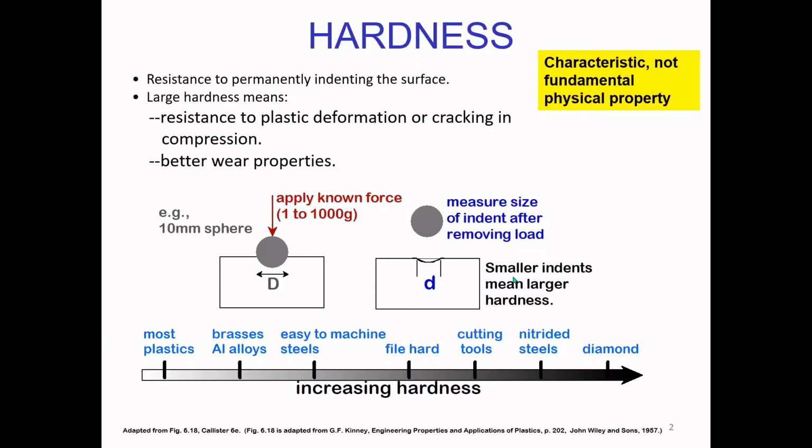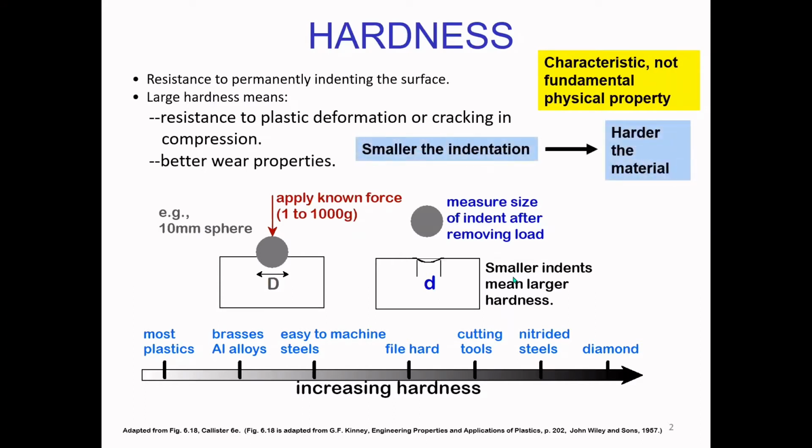Or we can simply say that when using a fixed force or loading and a given indenter, the smaller the indentation, the harder the material. The indentation hardness value is obtained by measuring the depth or the area of indentation using one of over 12 different test methods available. So as we can read here, a large hardness means resistance to plastic deformation or cracking in compression, and better wear properties.